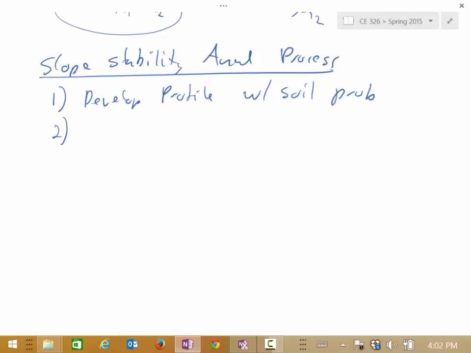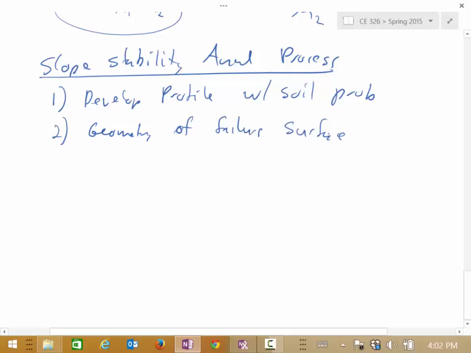We got to determine the geometry of the failure surface. What's the likely failure? And the two that we're going to analyze are, what are the two methods that we were learning? Planar. Or circular.